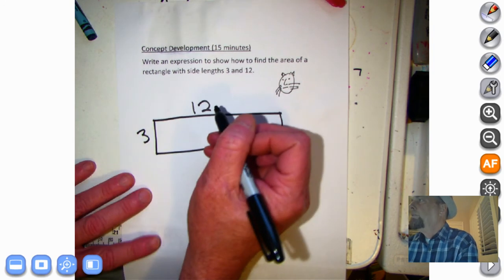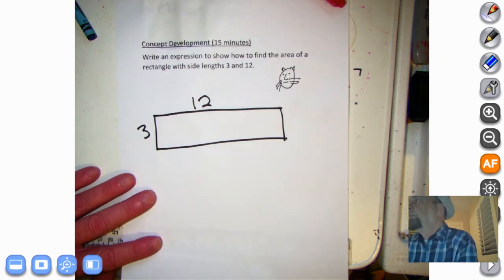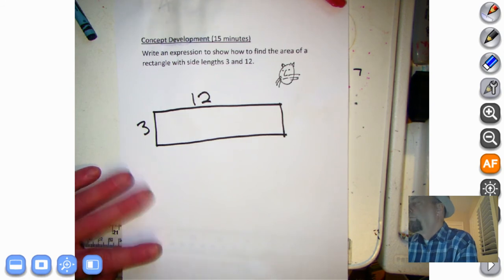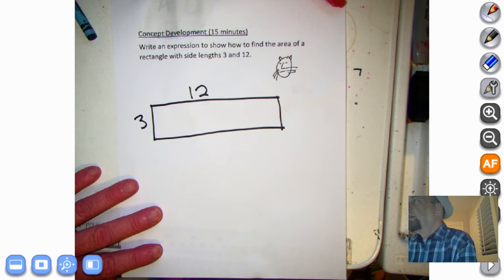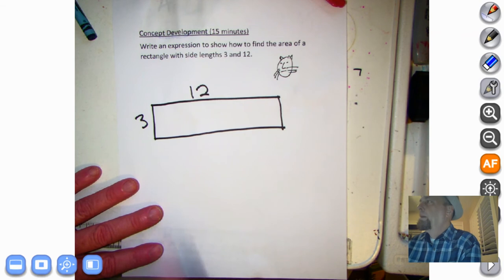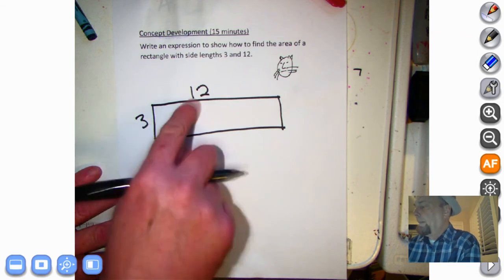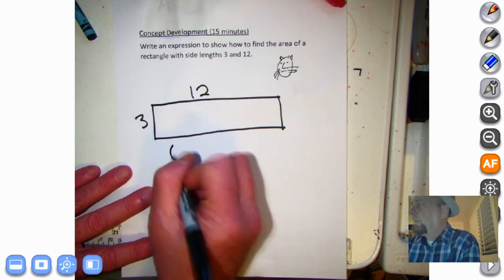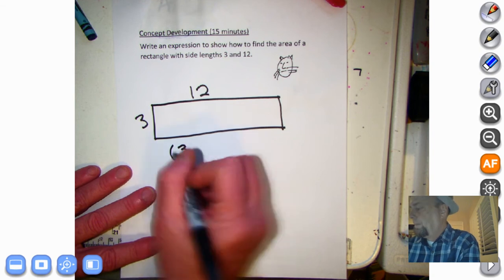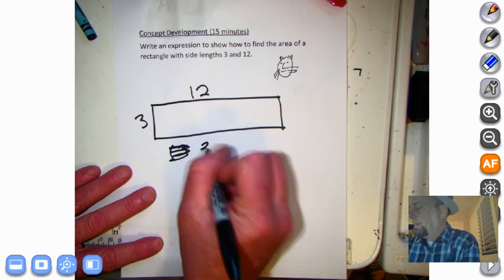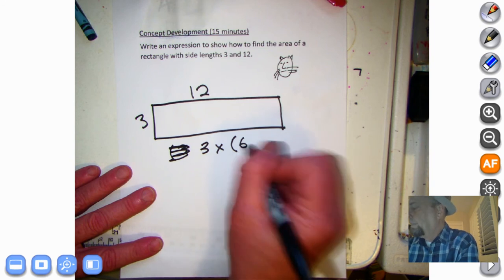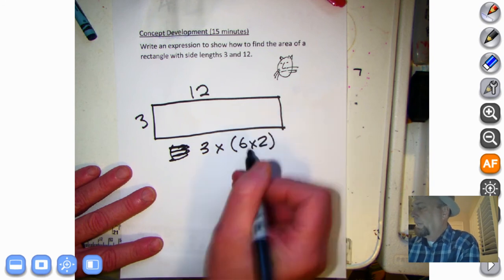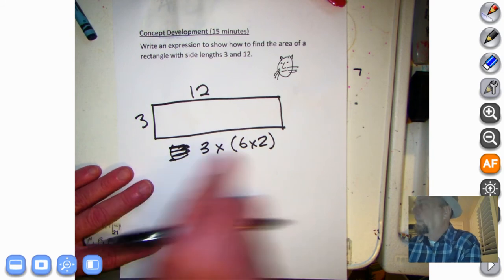Okay? So let's think about this. How can we figure this out? I know we've done this before with the application problem, but let's think about it a little harder. So I have my 3. Let's break down that 12. So it's going to become 3 times 6 times 2, because 6 times 2 equals 12, right? So we have 3 times 6 times 2.